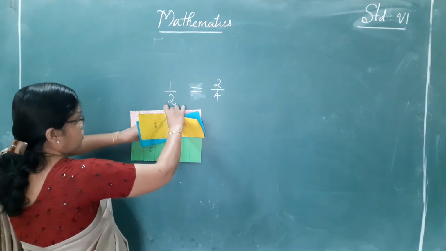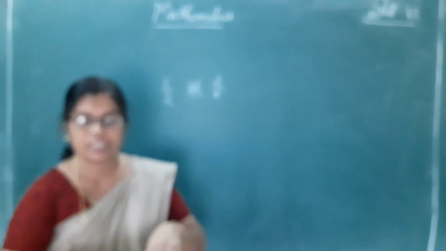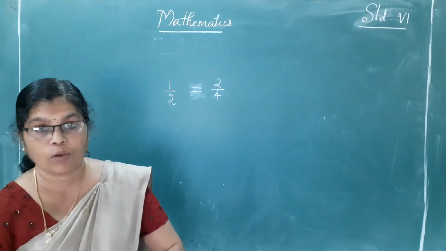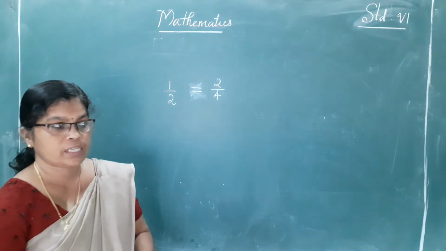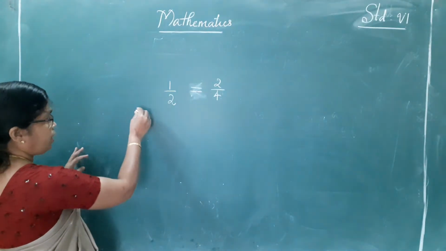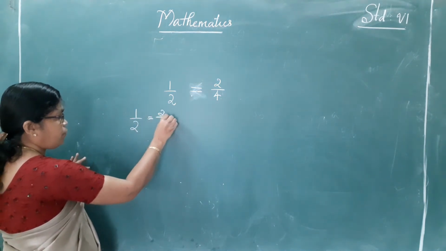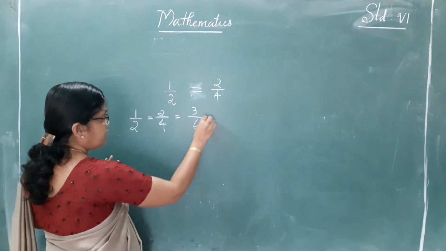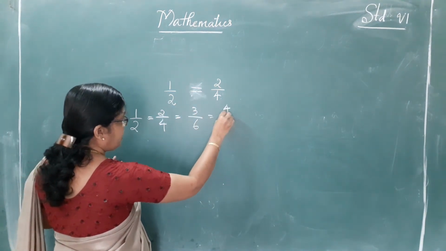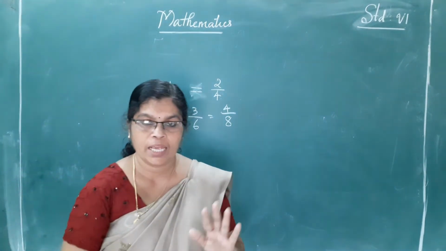See, equal portions. I have divided the paper into different equal parts, and half of the portion. That means 1 by 2 is equal to 2 by 4 is equal to 3 by 6 is equal to 4 by 8. Right? Because half of the portion only I have taken.